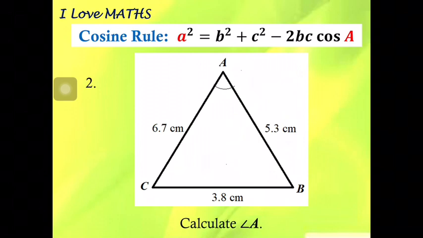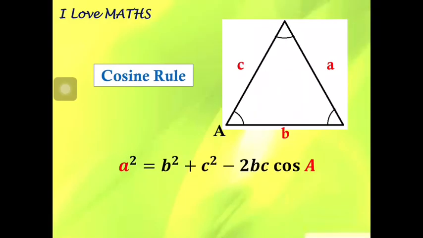For the second problem, in triangle ABC, the 3 sides are given. AC measures 6.7 centimeters, AB measures 5.3 centimeters, and BC measures 3.8 centimeters. Calculate the measure of the angle A. Pause this video and write your workings in your journal. And this is the formula for the cosine rule.